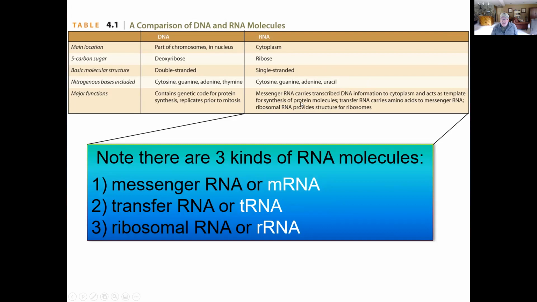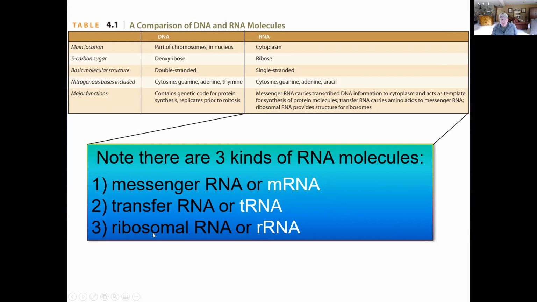The other thing that this slide notes is the fact that you have 3 different kinds of RNA. And I listed those in this blue box: messenger, transfer, and ribosomal. Sometimes we just give them the abbreviation mRNA, tRNA, and rRNA for the different kinds. So just remember, M is messenger, T transfer, R ribosomal.